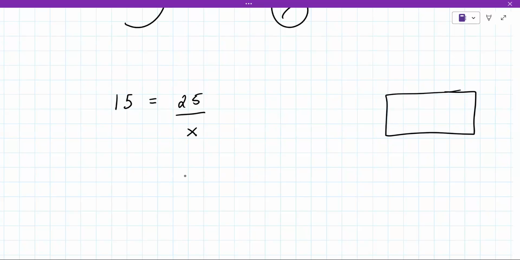Do you have any questions for me on how to solve this? 1.66. I want it as a fraction. It doesn't have to be the reduced fraction. It just has to be the fraction. 5 over 3. Okay. How did you do that? How did you get 5 divided by 3? Tell me your steps.